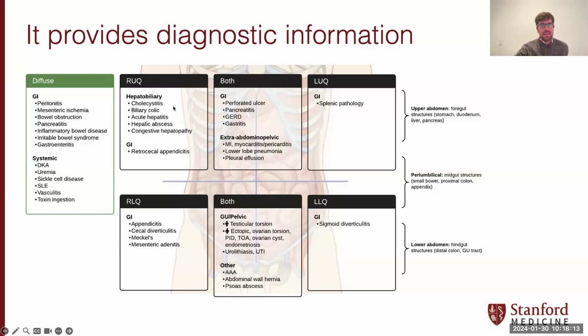And so when someone comes in and says they have abdominal pain, the very first thing we ask is, where is it? And then we can localize where it most likely is. Another example of that is right lower quadrant pain, which most often we think about as appendicitis, because that's where the appendix lives.